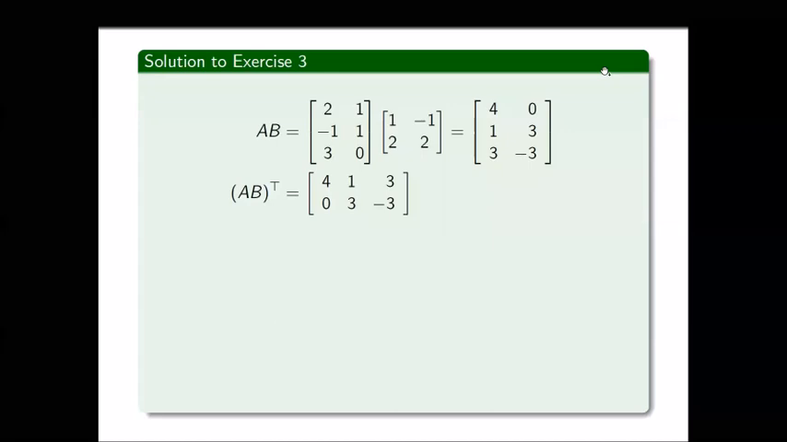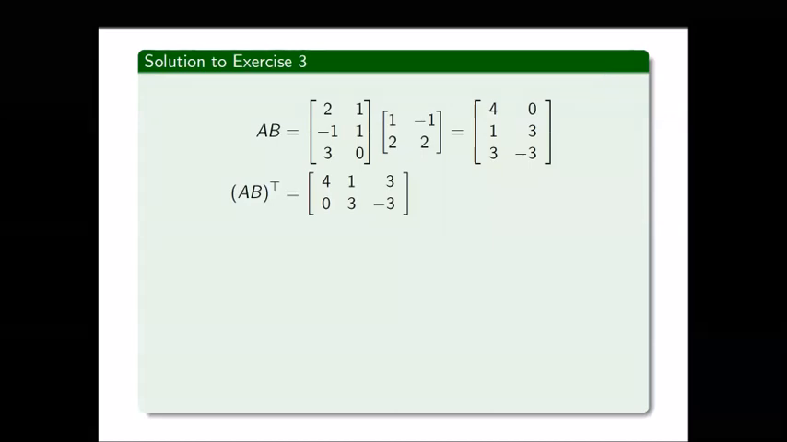Okay, so first we're going to multiply this 3 by 2 matrix with the 2 by 2 matrix, and we're going to again get a 3 by 2 matrix. So we multiply this 2, 1 with 1, 2, we get a 4. We multiply this 2, 1 with minus 1, 2, and we get a 0.